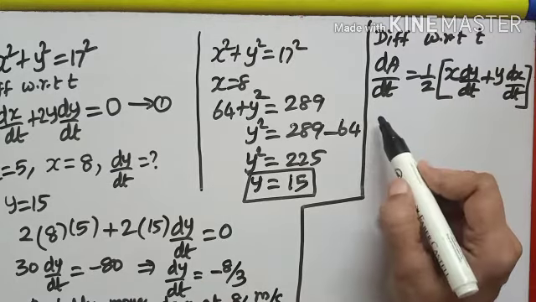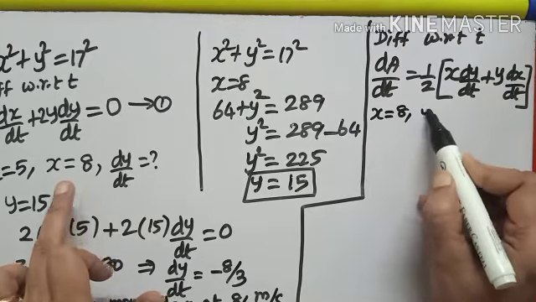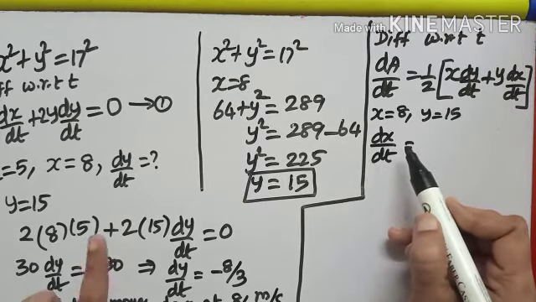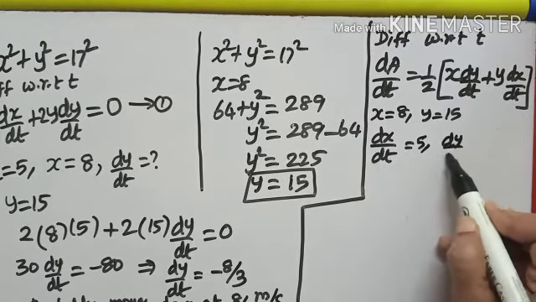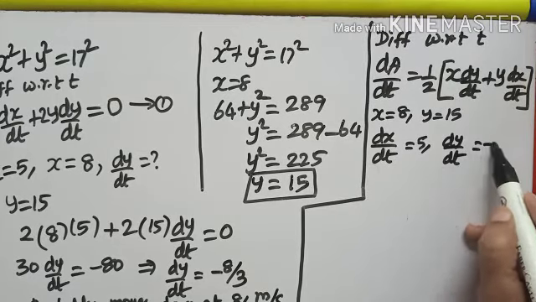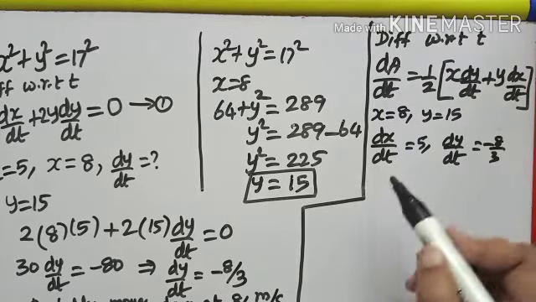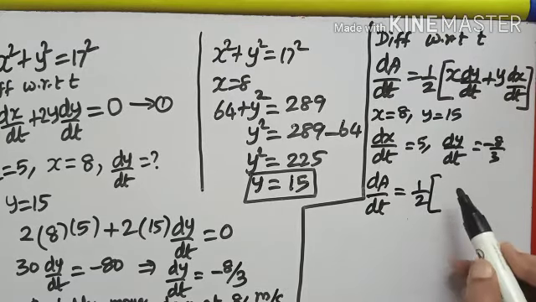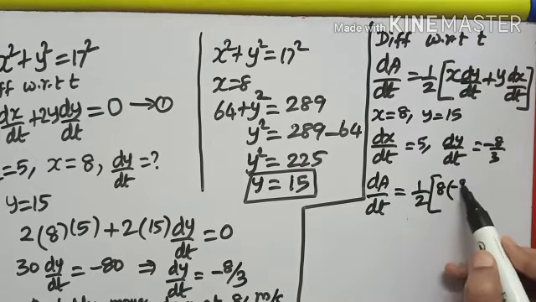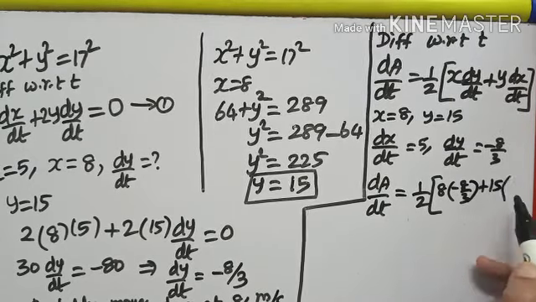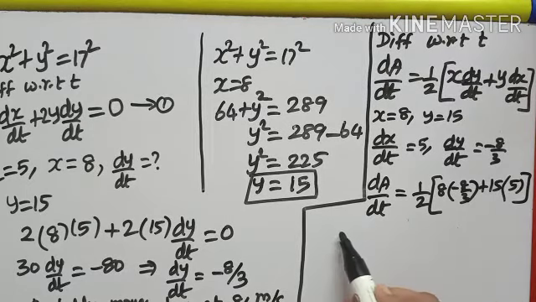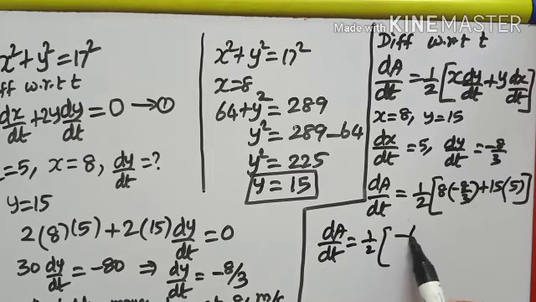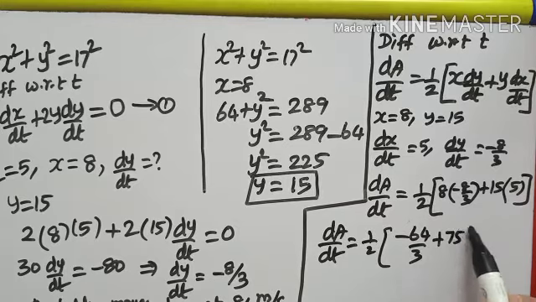Again, substitute the values. What is X value? 8. Y value 15. dx by dt, we have got dx by dt as 5. dy by dt, already we got that as minus 8 by 3. Substitute everything here. Find out dA by dt. Half into X value 8, dy by dt minus 8 by 3, Y value 15, dx by dt 5. Simplify the answer. dA by dt equals half into minus 64 by 3 plus 75.